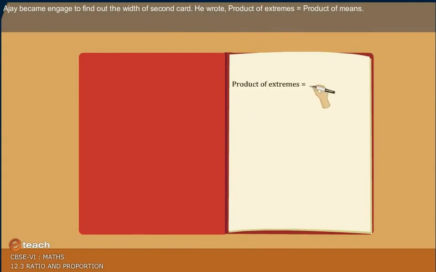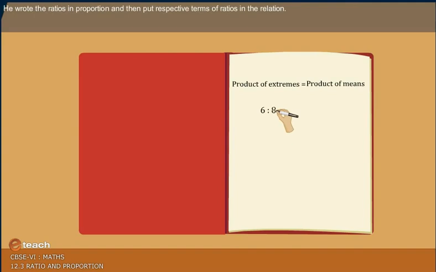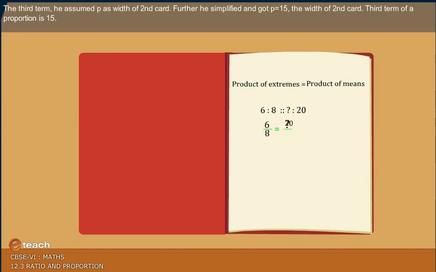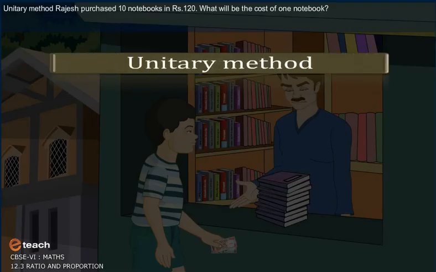He wrote, product of extremes is equal to product of means. He wrote the ratios in proportion and then put respective terms of the ratios in the relation. For the third term, he assumed P as the width of the second card. Further, he simplified and got P equal to 15, the width of the second card. Third term of a proportion is 15.